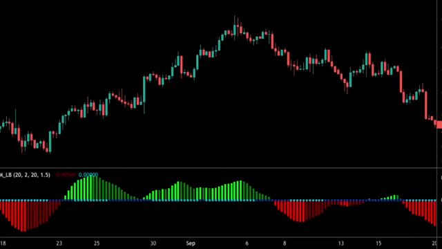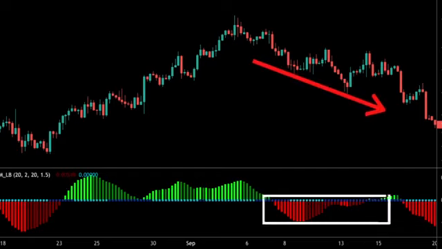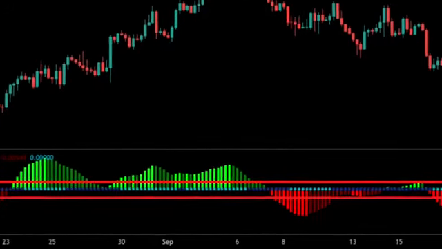Let's start with the bars. The bars on the indicator represent the amount of momentum in the market. If the bars are green, it means there is an upwards momentum in the market. And if the bars are red, there is a negative momentum. In our strategy, we will try to trade in the same direction with the momentum. The second part of the indicator is the volatility itself, which is represented by the dots in the middle. These dots indicate the squeeze.